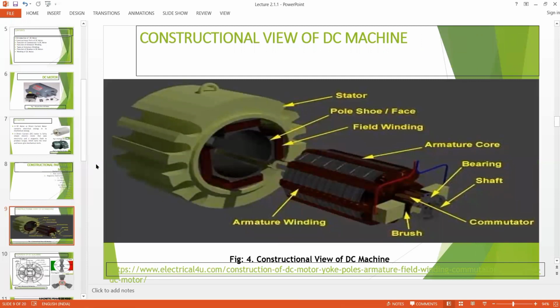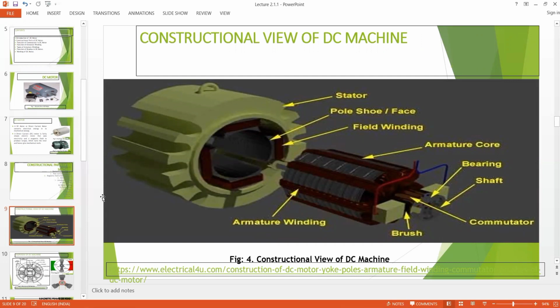Now let's see the construction view of DC machine. You can see armature winding, and this is the stator. You can say stator, you can say armature. It is because in induction motor we will say stator. We are having pole shoes, field winding, and then armature core, and bearing and shaft would be there.